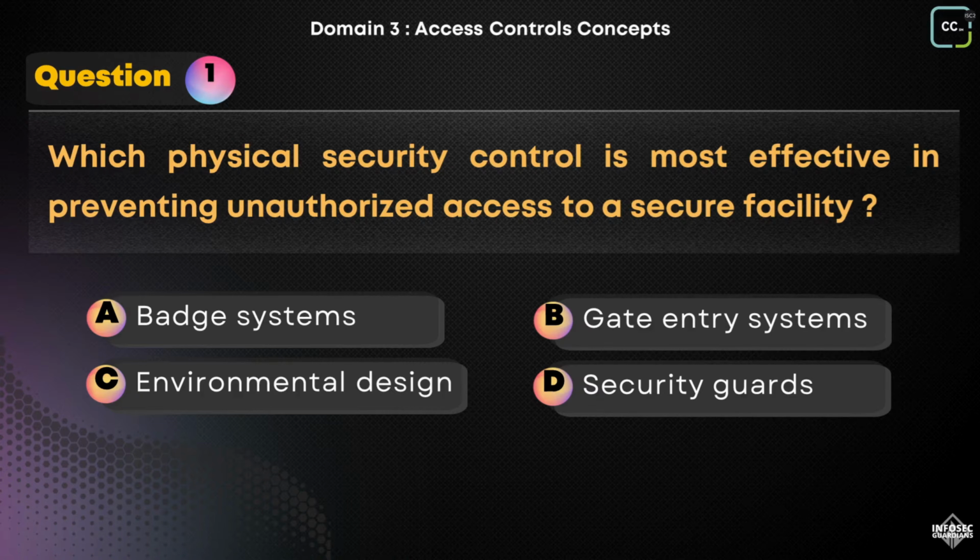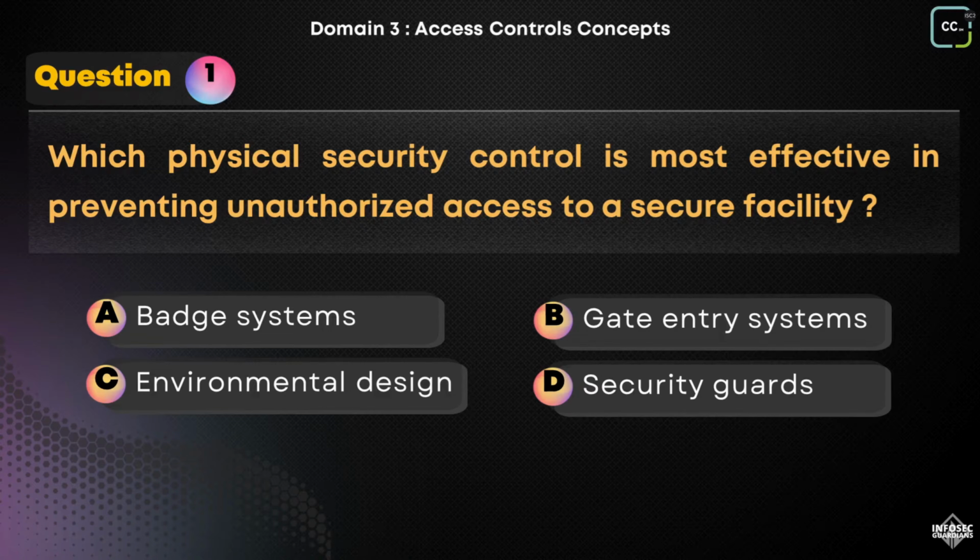Let's analyze the options to identify the most effective physical security control for preventing unauthorized access. Option A is effective but depends on proper use and monitoring. Option B is also effective but often used in combination with other controls. Option C focuses on crime prevention through design but may not directly prevent unauthorized access. Option D is highly effective due to active monitoring and ability to respond to unauthorized access attempts.